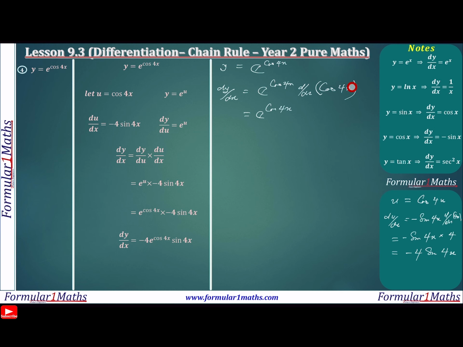Then if I differentiate this one, it will be times minus sine 4x times the derivative of 4x, because it's also a function of a function. And so now I'm going to get e to the power cos 4x times minus sine 4x times 4, because the derivative of 4x is 4. And then writing this nicely, I'm going to get minus 4 e to the power cos 4x sine 4x. And that's exactly what we got over here.